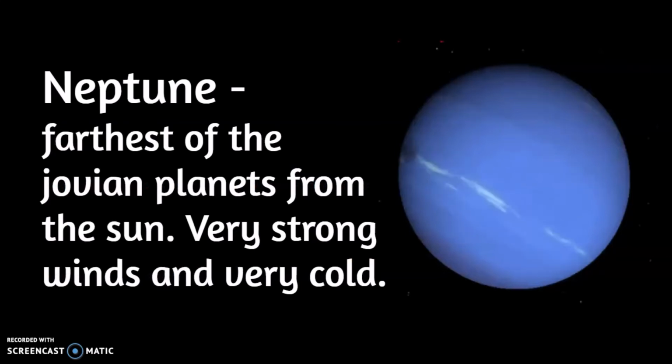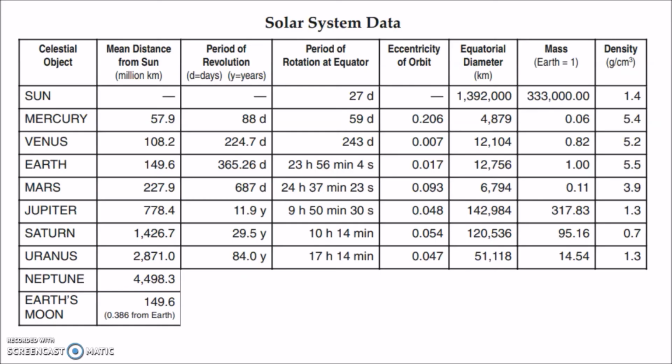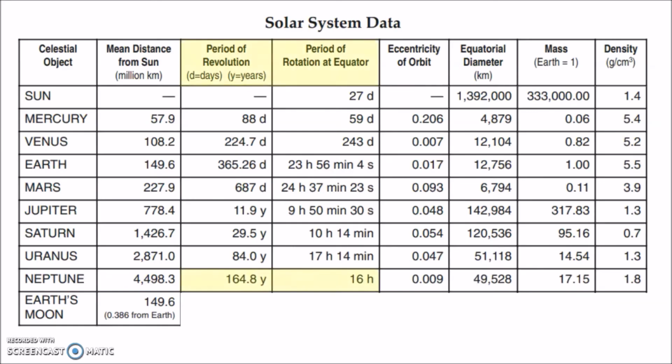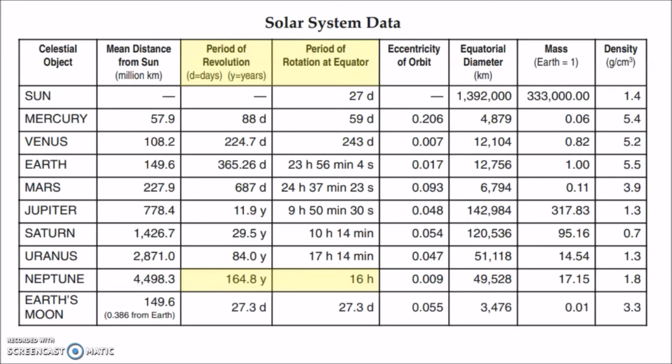Neptune is the farthest of the Jovian planets from the Sun. It has very strong winds and is very cold. The period of revolution is also much longer, 164.8 years, but its day is 16 hours. And finally, the last row on this chart is Earth's moon. Earth's moon is not a planet, but it was included on this chart since they may ask you questions about this. We're given the distance from the Sun, which is 149.6 million kilometers, and we're also given the distance from Earth, which is 0.386 million kilometers.